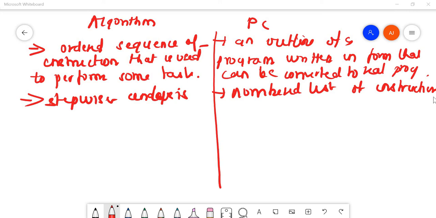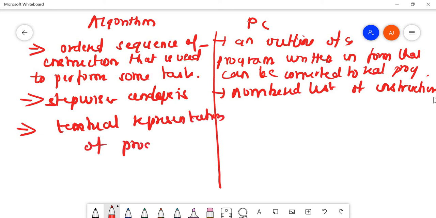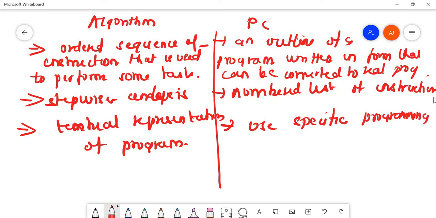Okay, so next is algorithm. It is a textual representation of a program, you can say textual representation of program. Okay, and it uses a specific programming language.